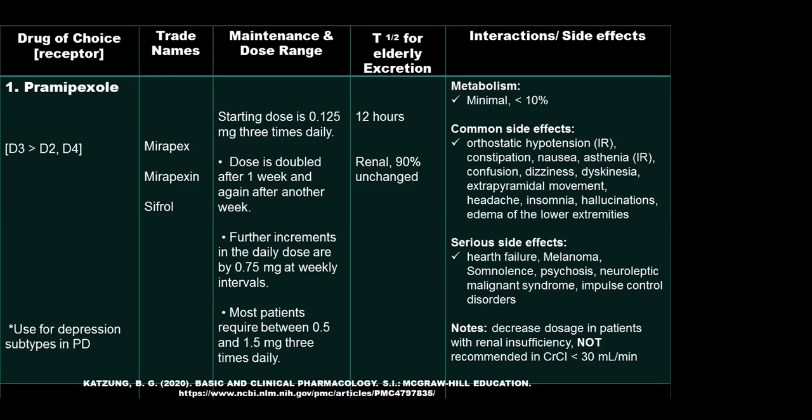So the starting dose is 0.25 milligrams administered 3 times a day, which is doubled after a week, and then again after another week. Most patients require 0.5 to 1.5 milligrams 3 times daily. So the documented side effects of these drugs would be sleep attacks and somnolence and nausea. Next.